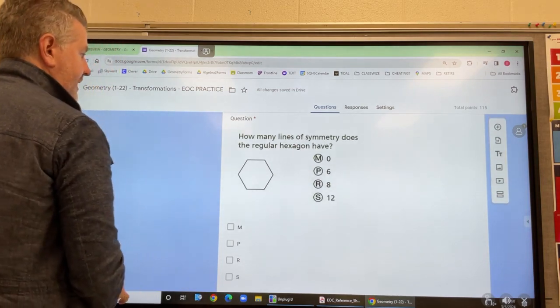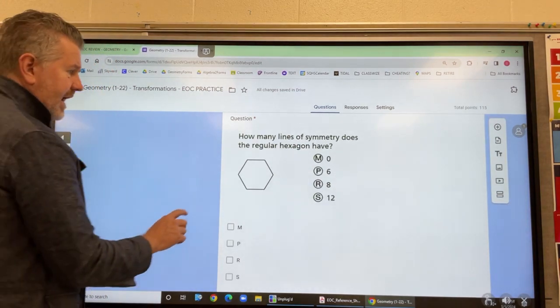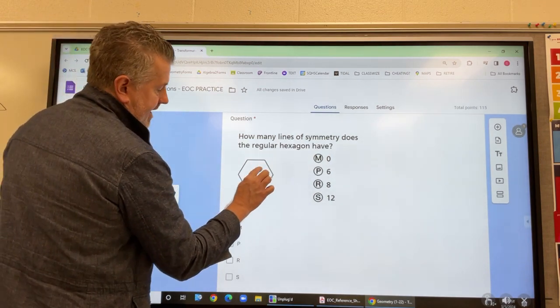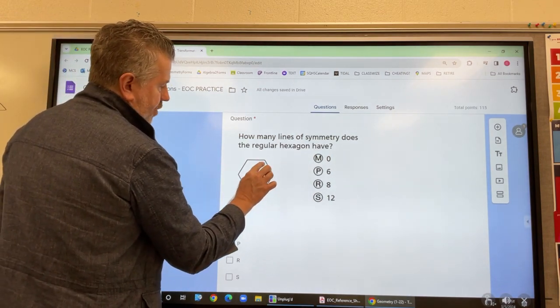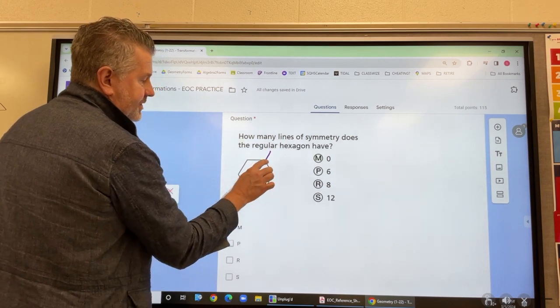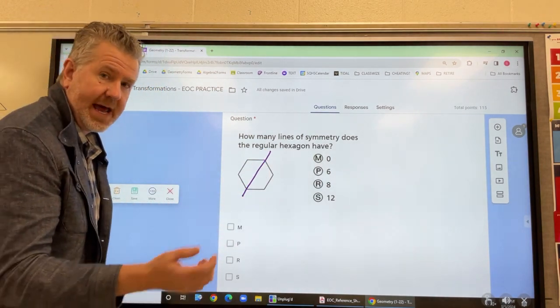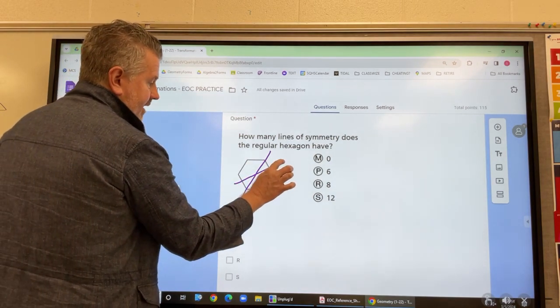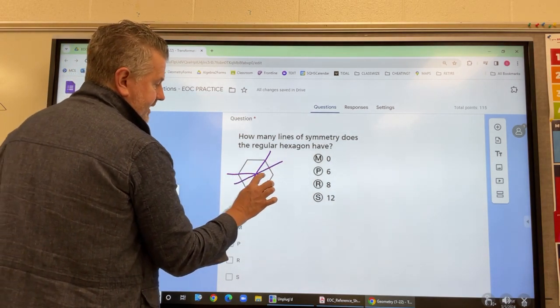How many lines of symmetry does a regular hexagon have? We're going to go with 6 because we already did one. And we noticed that every single point, but then this time, there's not a side across from each vertex. Vertexes are the little points on the edge. Instead, we have line symmetry through opposite sides.